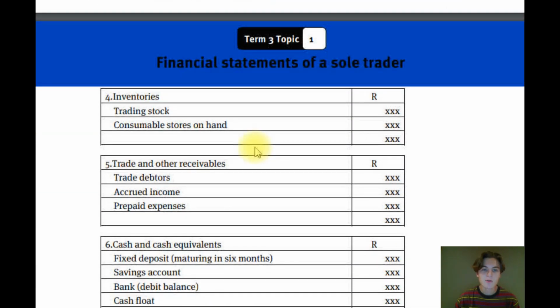Then we move on to inventories. So this is a note that we find in our balance sheet. It's a very straightforward note. We have our trading stock. The only adjustment that you'll have to focus on here is whether it's a trading stock surplus or trading stock deficit. And then we'll have consumable stores on hand. That is also an adjustment.